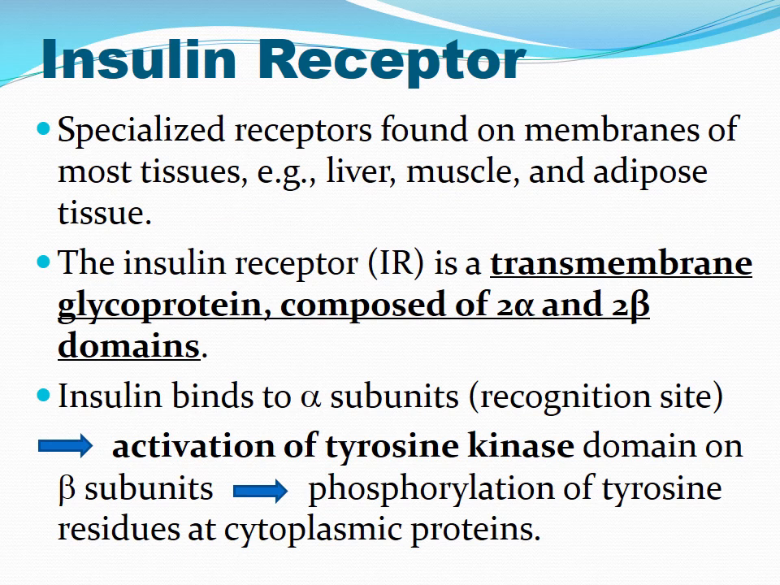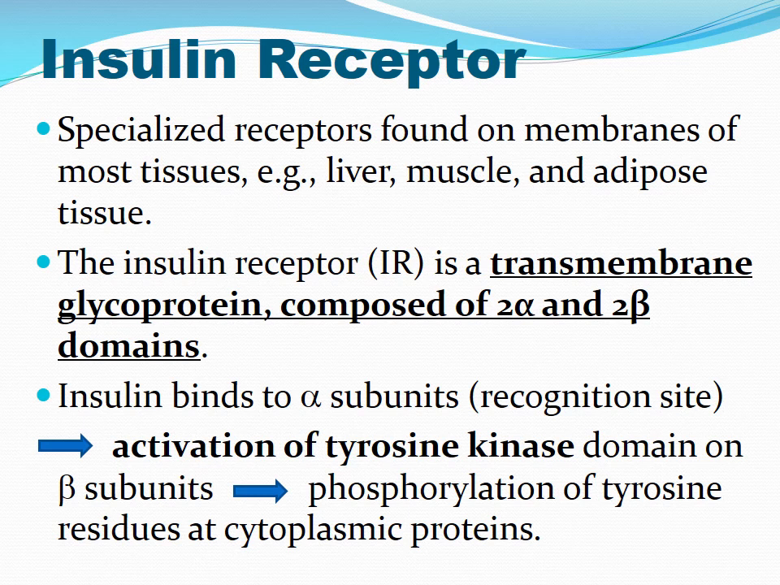Insulin receptor. Insulin acts on a specific receptor found on the membranes of most tissues, including liver, muscle, and adipose tissue. The insulin receptor is a transmembrane glycoprotein composed of 4 units, 2 alpha units and 2 beta units.